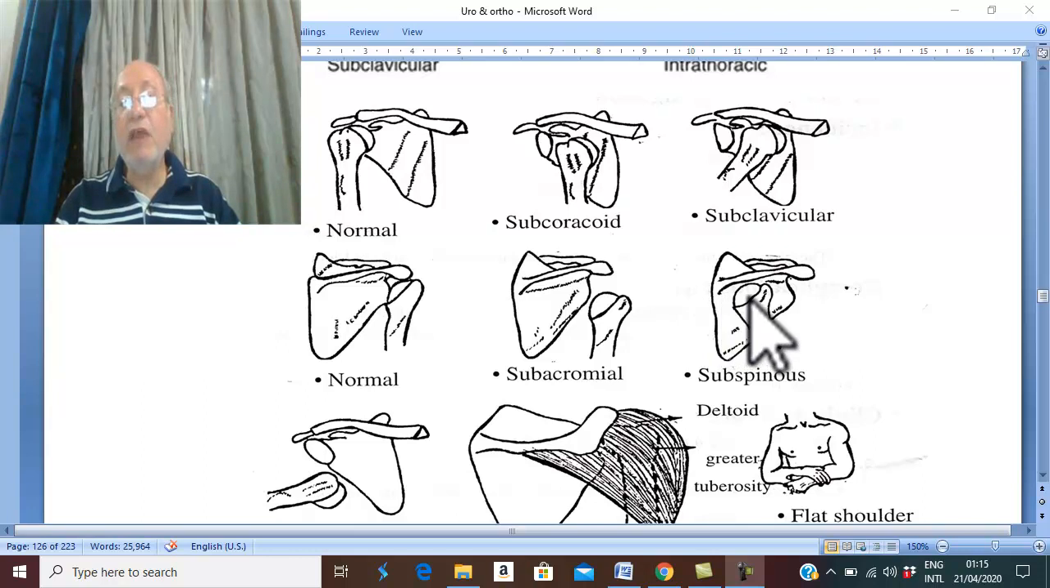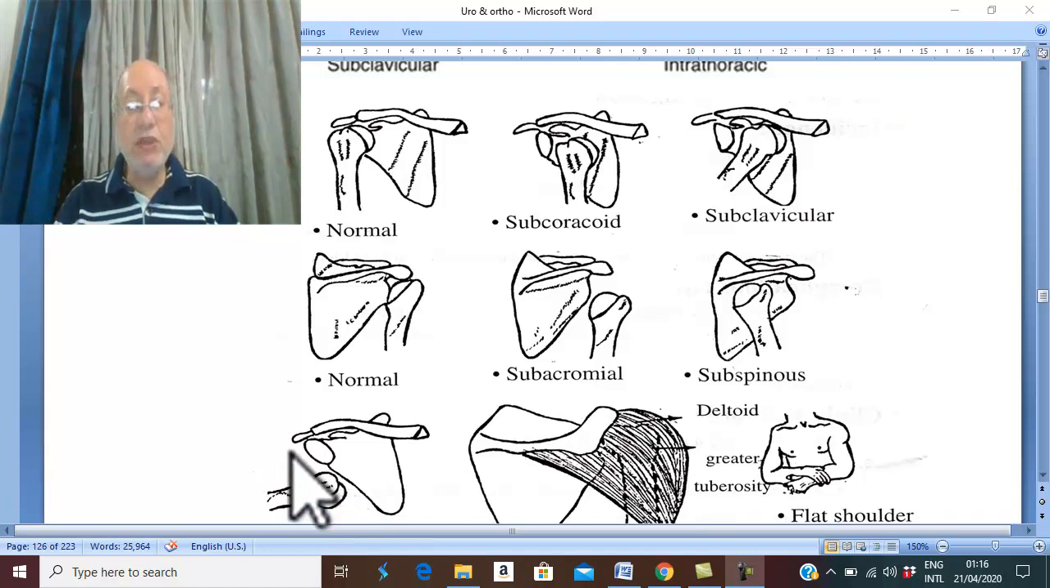And rarely the head of the humerus becomes below this bone. What is this bone called? This bone is called the spine of scapula. If the head of the humerus is below the spine of scapula, this dislocation is called subspinous dislocation. We should notice that all types of posterior dislocation are rare, because the commonest dislocation is anterior dislocation.